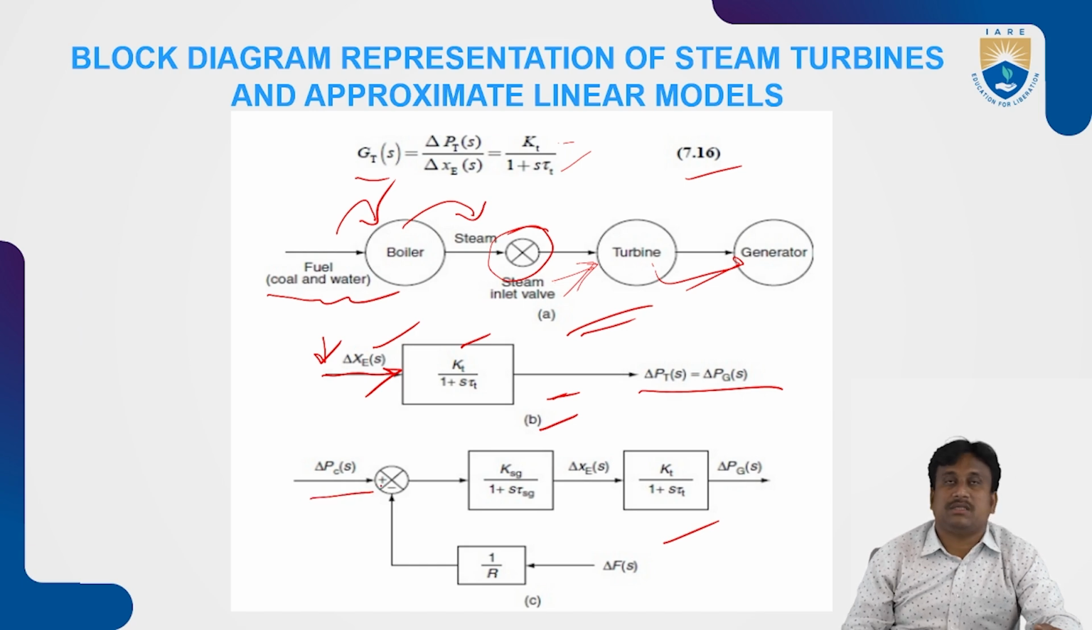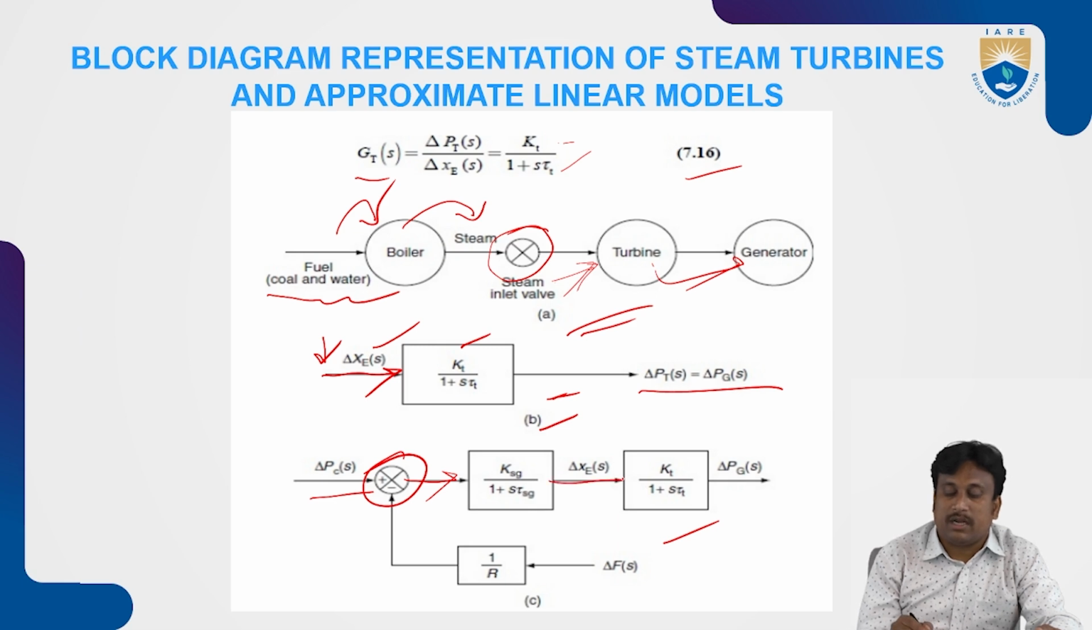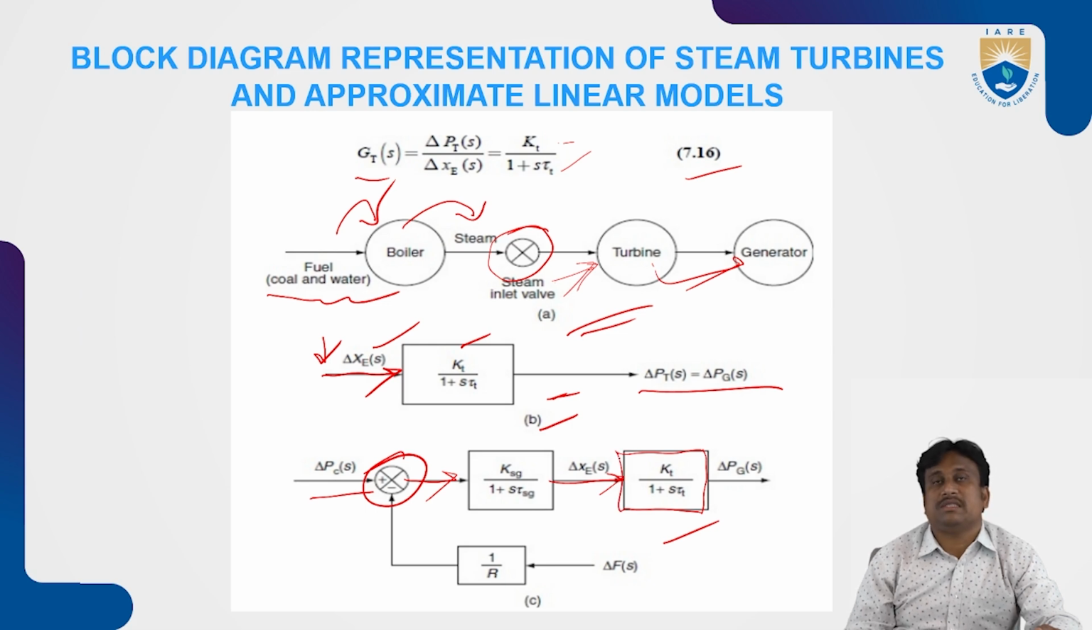Here the input section containing delta Pc of S with the control variable, that is plus and minus, and this control variable is connected to Ksg by 1 plus S tau g, and it is connecting to the delta Xe of S. So here this block is connected to Kt by 1 plus S tau t, and this block is connected to delta Pg of S.